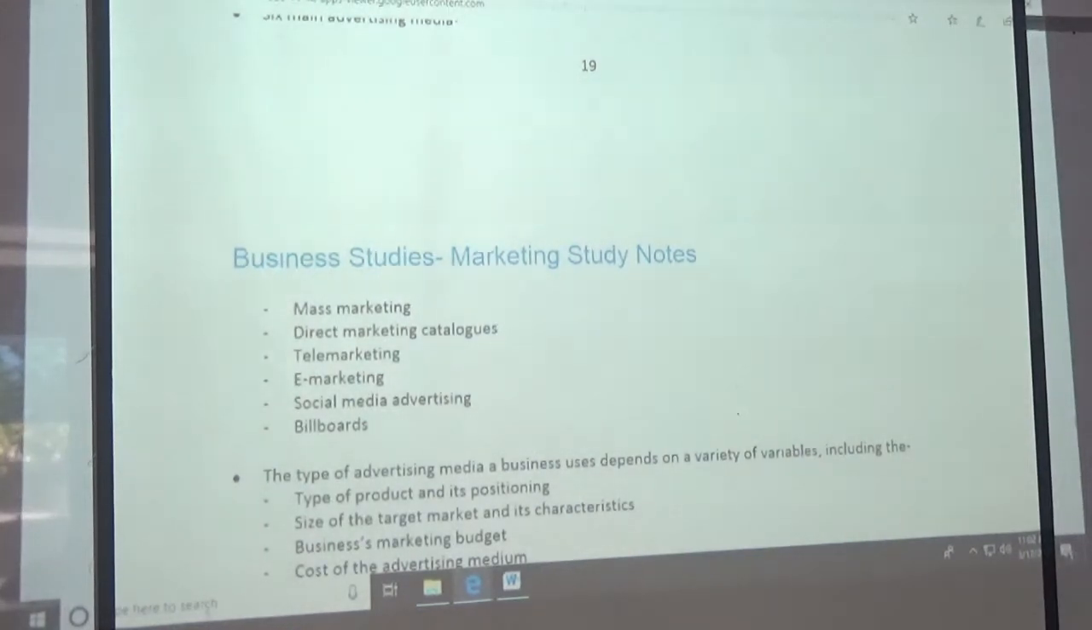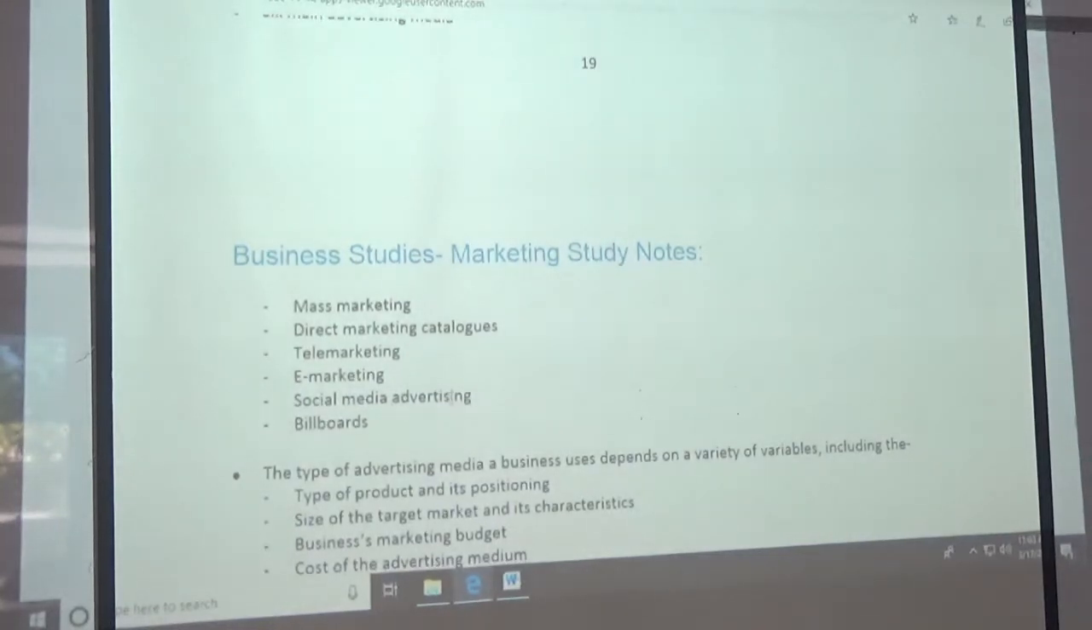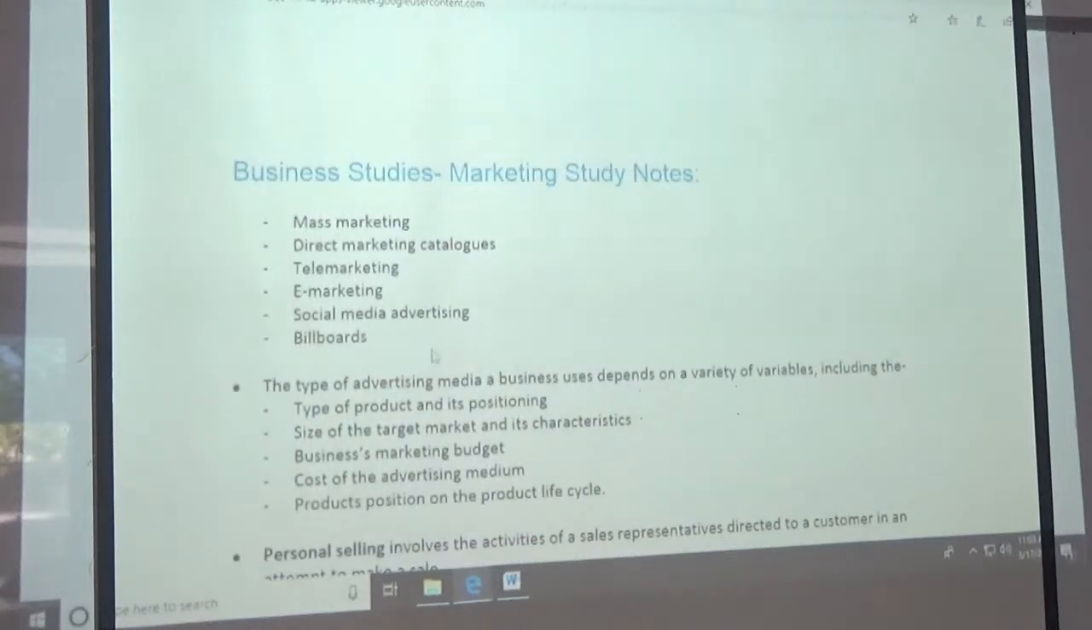Telemarketing. Telemarketing is people calling on the phone. That seems kind of old at this point. I don't respond to telemarketing very well. But when people had landlines, there were plenty of opportunities for telemarketing. E-marketing, okay, that means marketing on websites, social media advertising, using Facebook. Then we have outdoor advertising. You can include billboards, but you can also include buses, bus stops, any kind of public advertising that's available on the street.